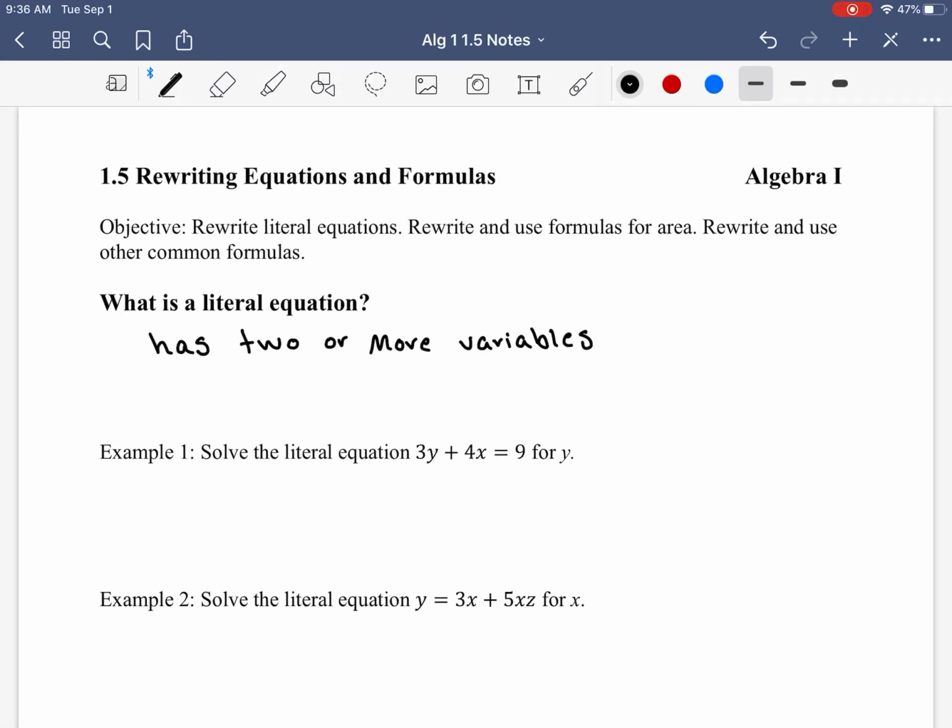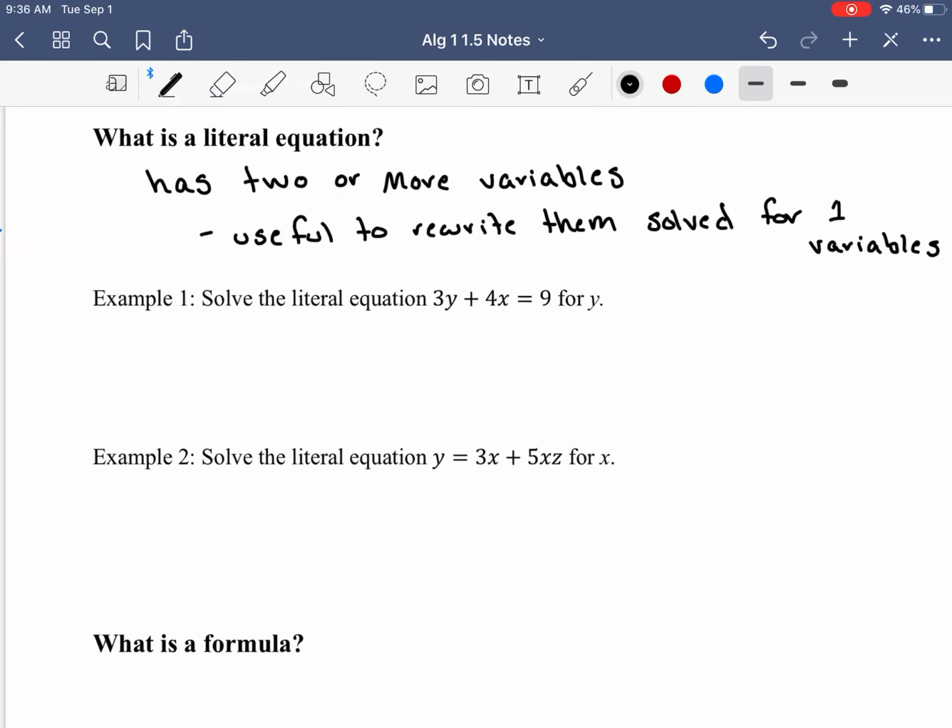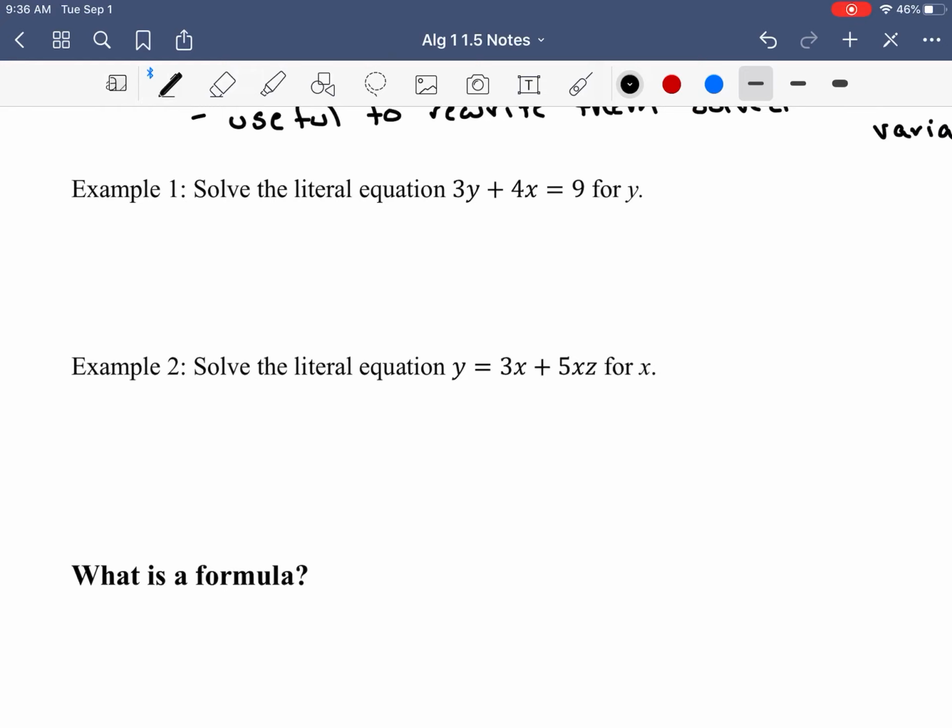And we can rewrite them in a lot of different ways, but many times it's useful to rewrite them solved for one variable. So to take one of the variables and solve for it, meaning get it completely isolated on one side all by itself by using our inverse operations. So we're going to start by looking at an example of a literal equation.